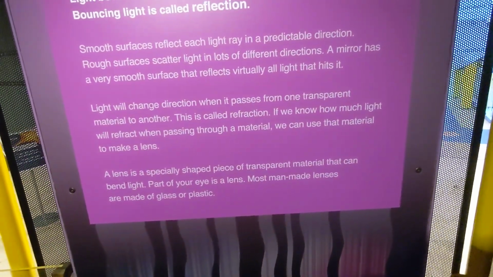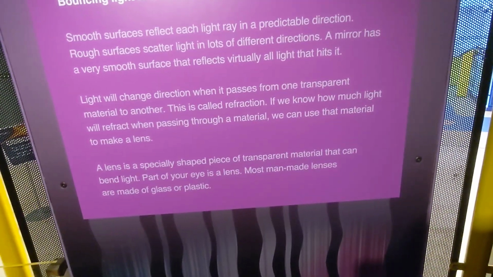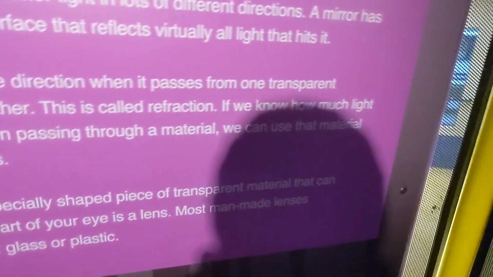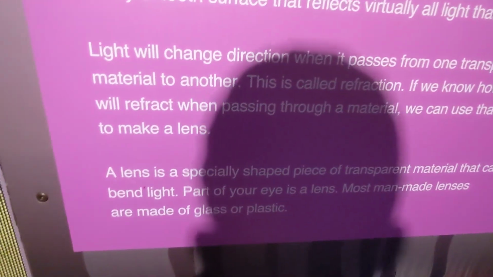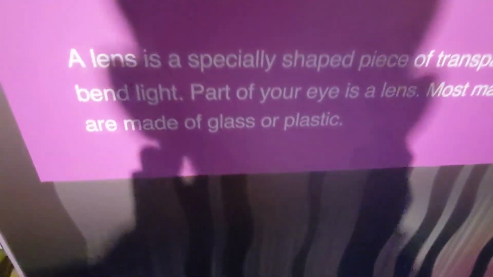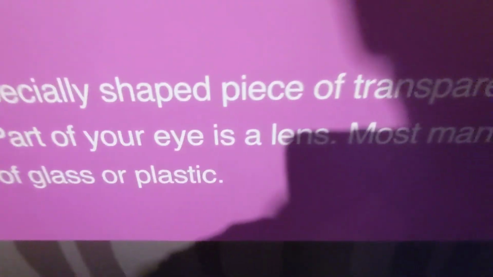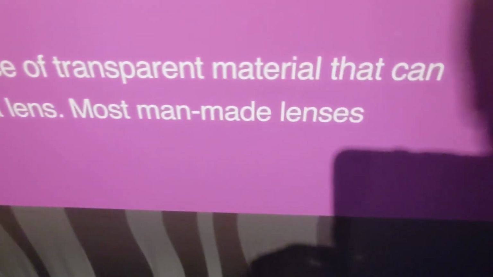Light will change direction when it passes from one transparent material to another. This is called refraction. If we know how much light will refract when passing through a material, we can use that material to make a lens. It's a specially shaped piece of transparent material that can bend light. Part of your eye is a lens. Most man-made lenses are made of glass or plastic.